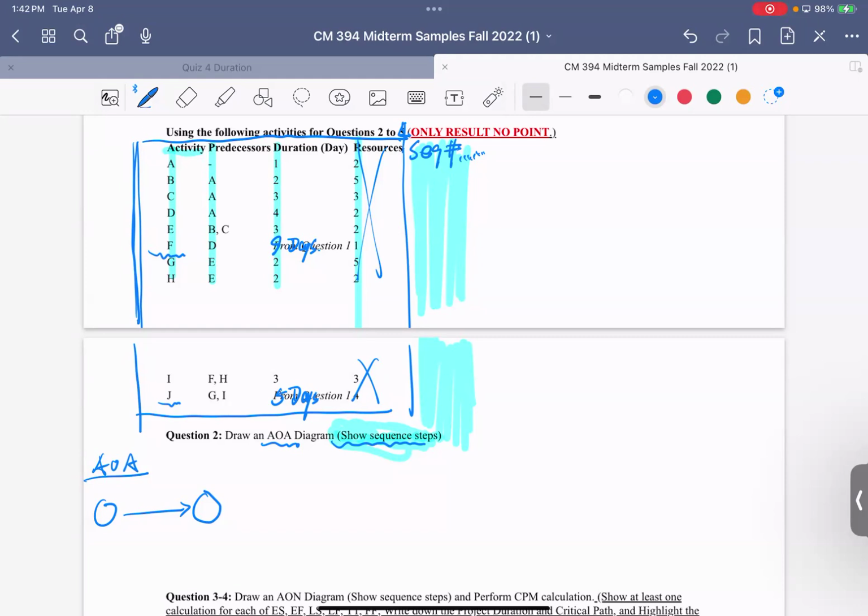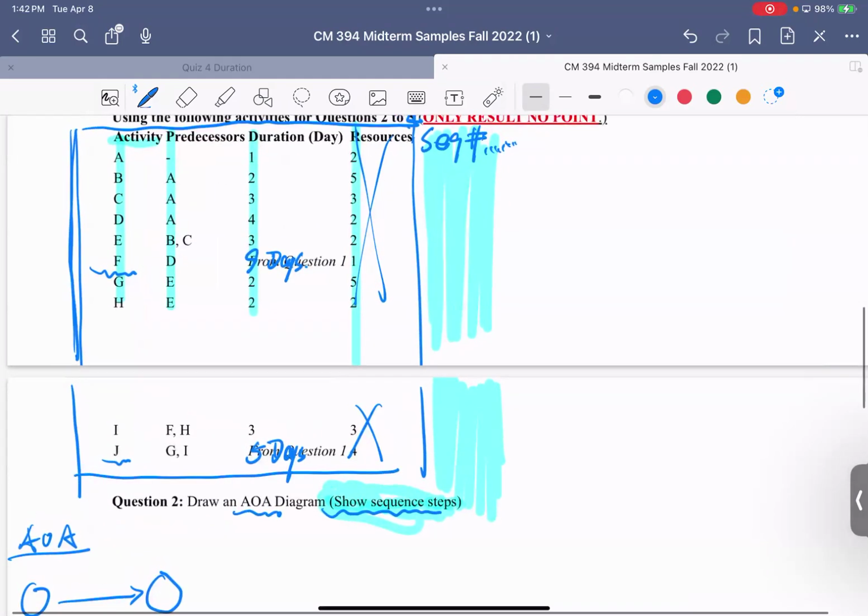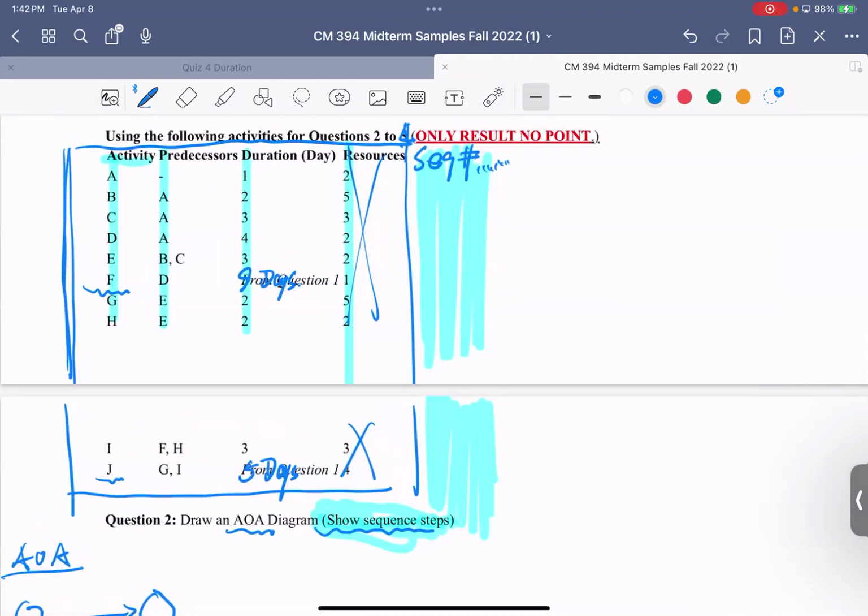Yes. Draw the AOA, right? Yes. Okay, I got you. So let's do this together. Sequence number. I'm going to put in the sequence number here, because I don't need to have those, right? I put in the sequence number here, okay?